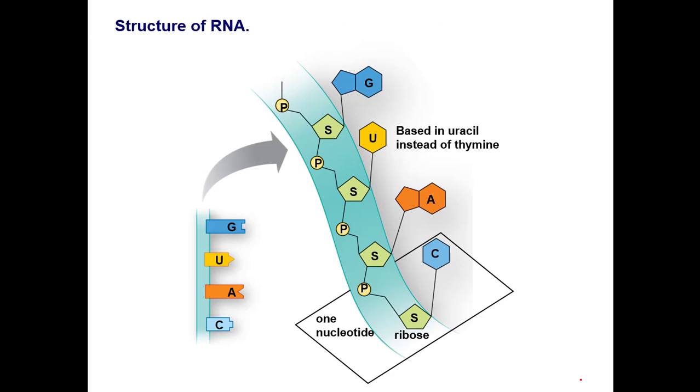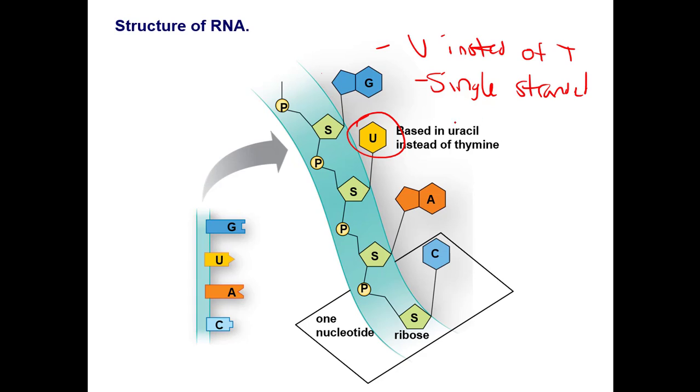Lastly, let's talk quickly about RNA. RNA is just like DNA, with only a few differences. Remember, we have U instead of T in RNA. And RNA is always single-stranded. It doesn't need that double strand like DNA. And lastly, RNA uses ribose sugar instead of deoxyribose.